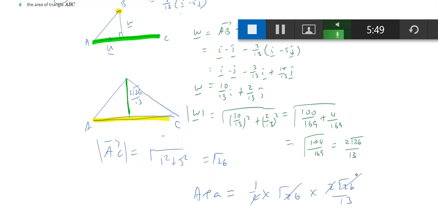So I can't actually cancel this out. So what I've got is, the 2's can cancel out. So I've got root 26 times root 26, which is 26 over 13, which is 2, because 13 goes into 26 twice. Okay, so that's basically how you do this question.